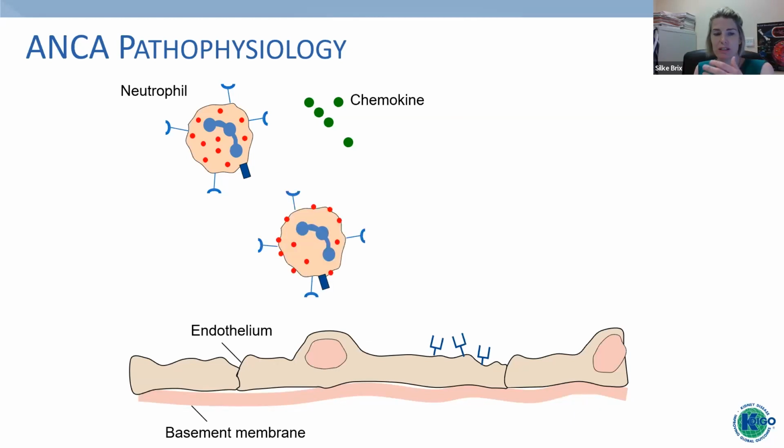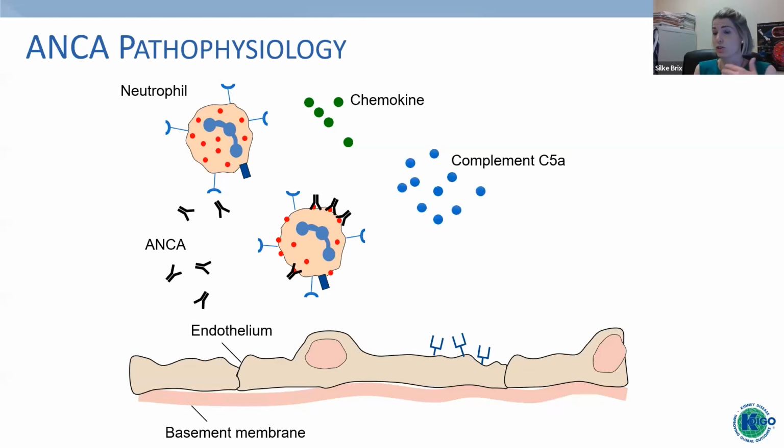And this priming process means that they overexpress MPO and PR3, they come to the surface and they are visible there. And after loss of tolerance and us developing ANCA, these ANCA can bind the neutrophils, and that's the activated neutrophil. And this activation process then has the neutrophils releasing C5a, binding C5a on its receptor.